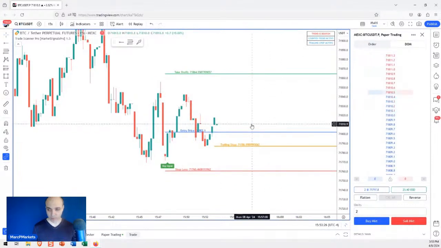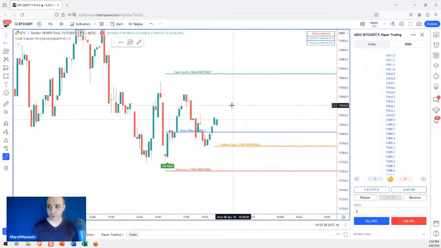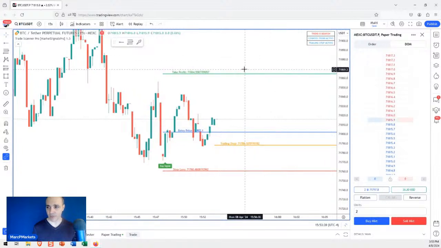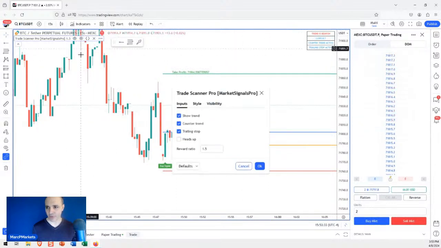So again, let's see how this thing goes. I may just blow out of it because I want to take a trend signal. This is a counter trend signal. All right, if I remove counter trend from my chart, this will go away.